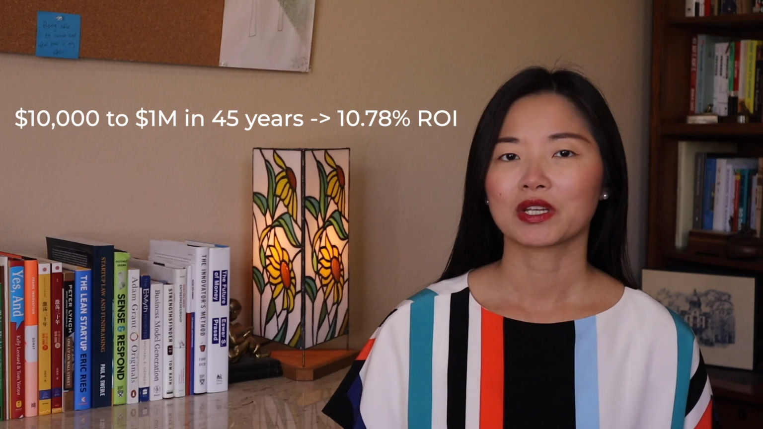However, instead of a year, if your goal is to grow it to $1 million in 45 years when you retire, the required rate of return would be 10.78%. A lot more achievable, right?